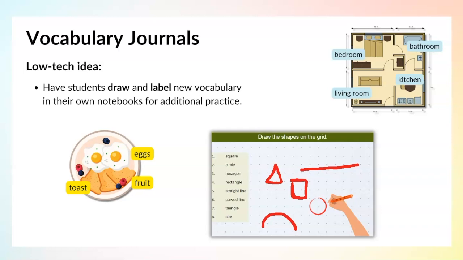Vocabulary journals are an effective low-tech activity to accompany slides like these. The journals can be as simple or as elaborate as you like. Students can use them to draw and label their own bedroom, illustrate their favorite breakfast, or draw and label geometric shapes and forms for additional practice. This type of vocabulary journaling can help students to reinforce and ultimately retain more of the new vocabulary.